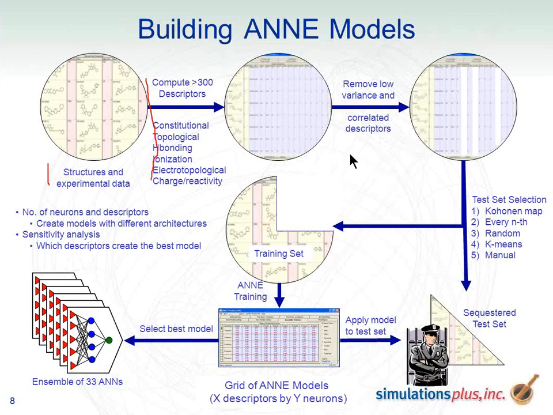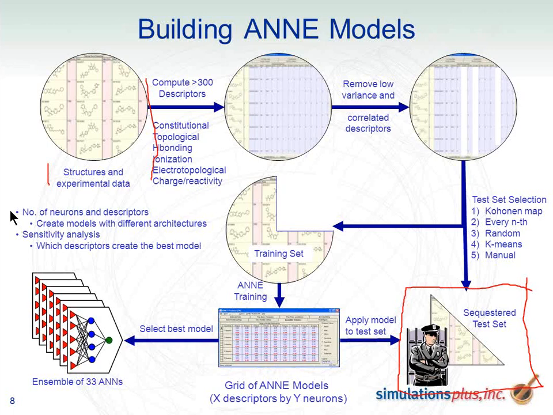We remove low variant and correlated descriptors, and then we go on to create a test set. And this is truly an external test set. It's never used in the model building procedure. Once the models are built, we use it to predict the activities of the test set. So the remaining molecules go into a training set.